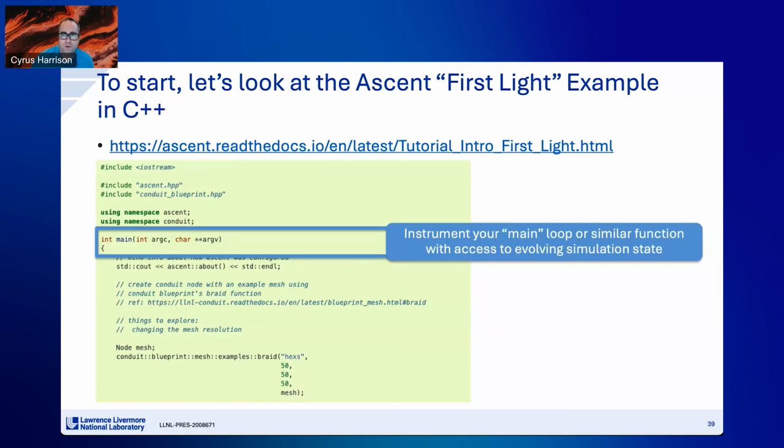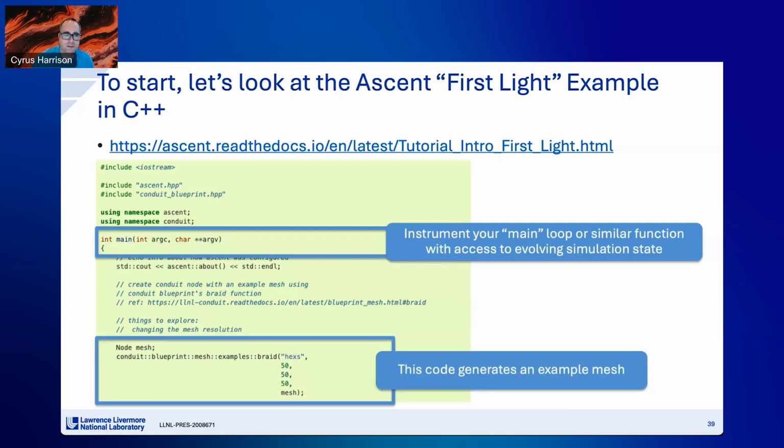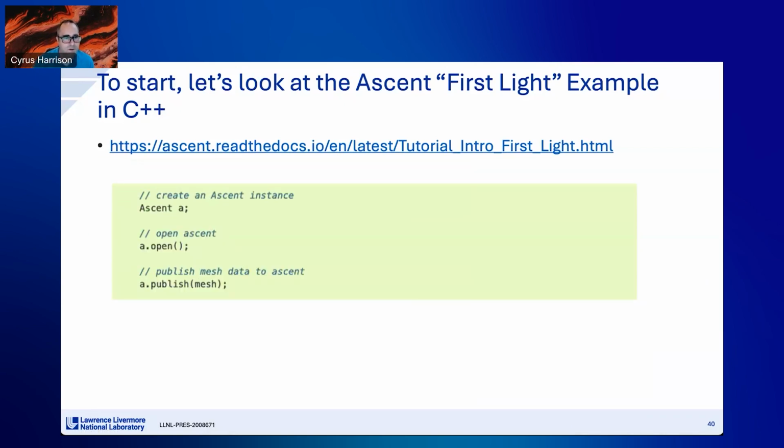In a real example, you would instrument your simulation code with Ascent, and for us, we're really just creating an example mesh. Conduit comes with a set of example meshes, and the one we use here is called braid because it has a field with a braid-like pattern. The helper function here populates that Conduit node object, which is a tree that you're going to learn a lot about, with all the details of an unstructured mesh.